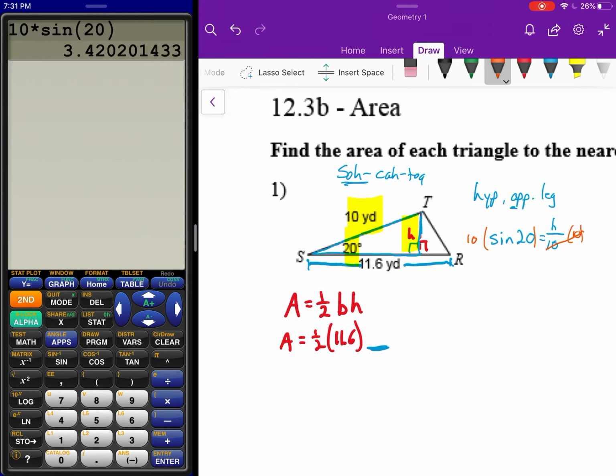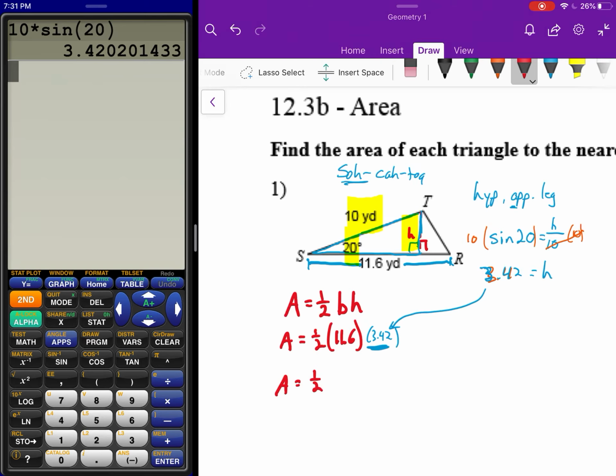So I'm going to type that in over here. 10 times the sine of 20 is equal to 3.42, and that's equal to h. And now that we know h, we can put it in for the height. And now we can find the area of the triangle.